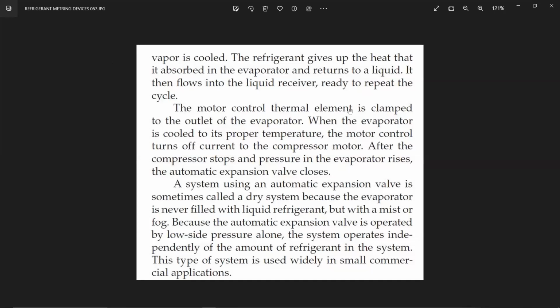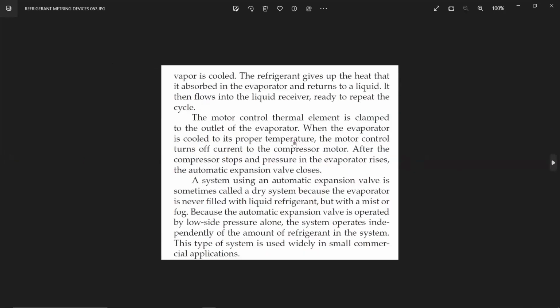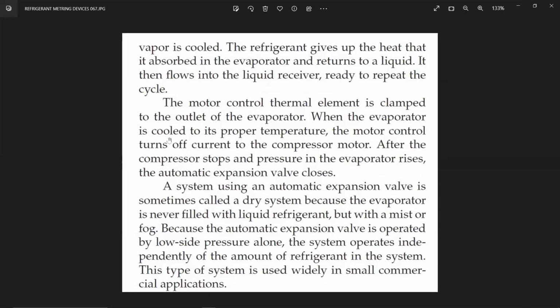The motor control thermal element is clamped to the outlet of the evaporator, as you saw here. The motor control turns off the current to the compressor motor. After the compressor stops and the pressure in the evaporator rises, the automatic expansion valve closes. Basic idea, the same. A system using the automatic expansion valve is sometimes called a dry system because the evaporator is never filled with liquid refrigerant but with a mist or fog. So this is a major difference. The evaporator is always with a mist or fog.